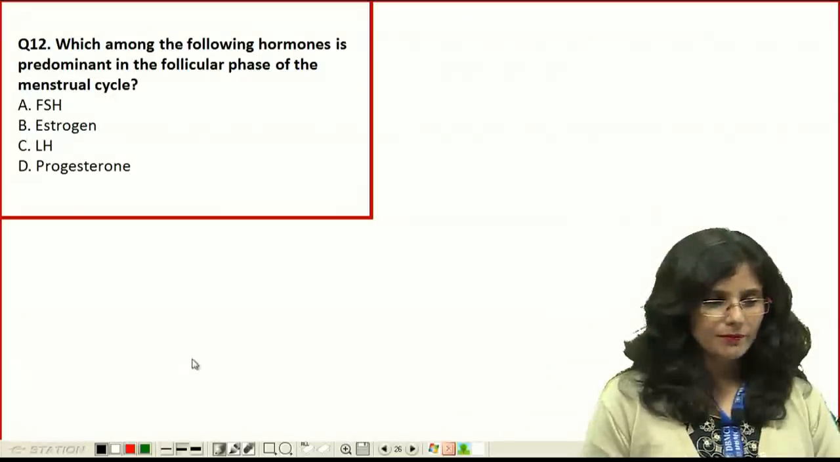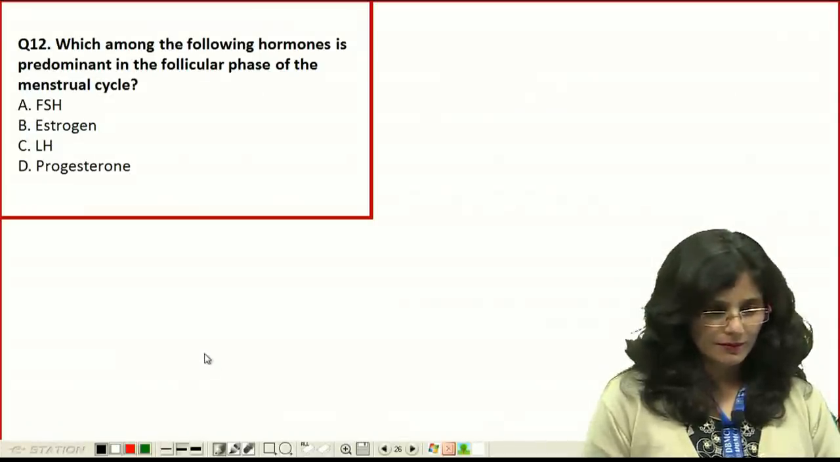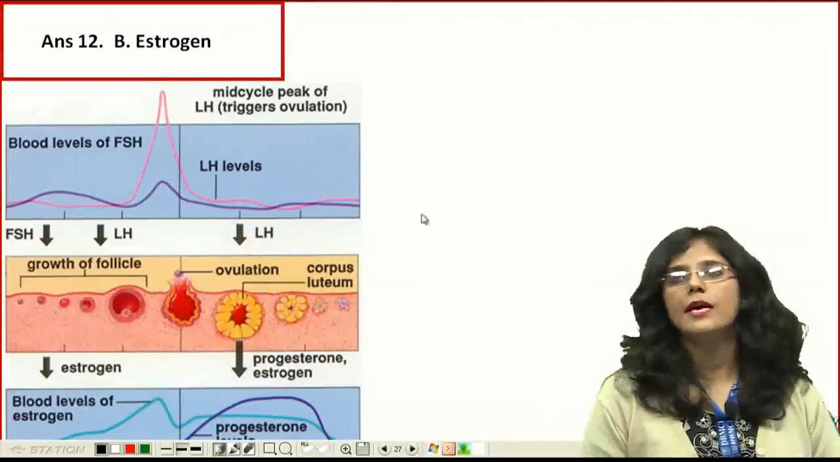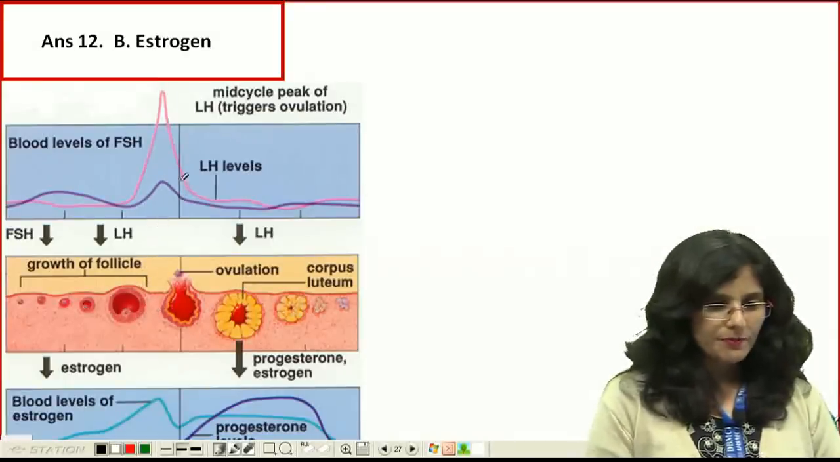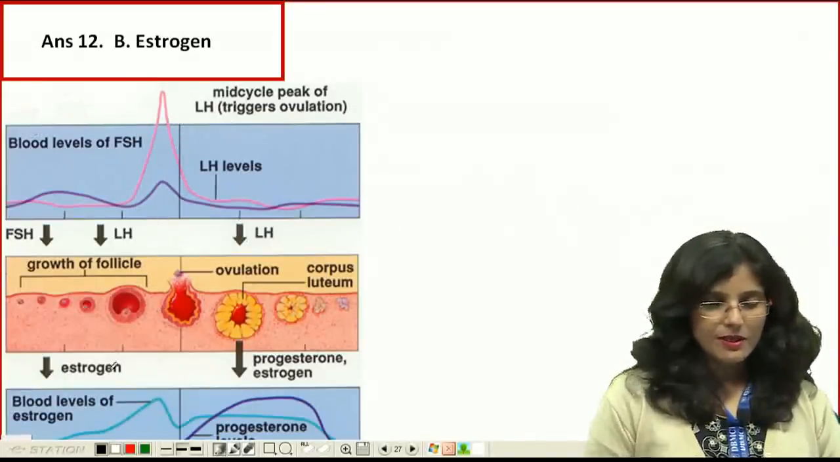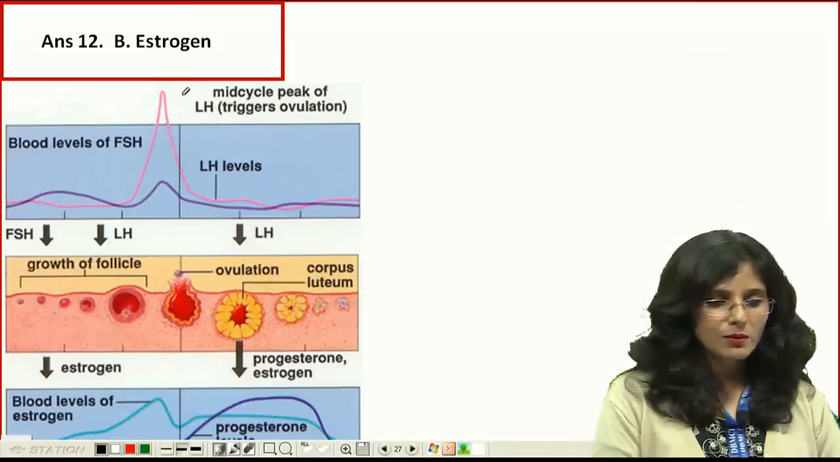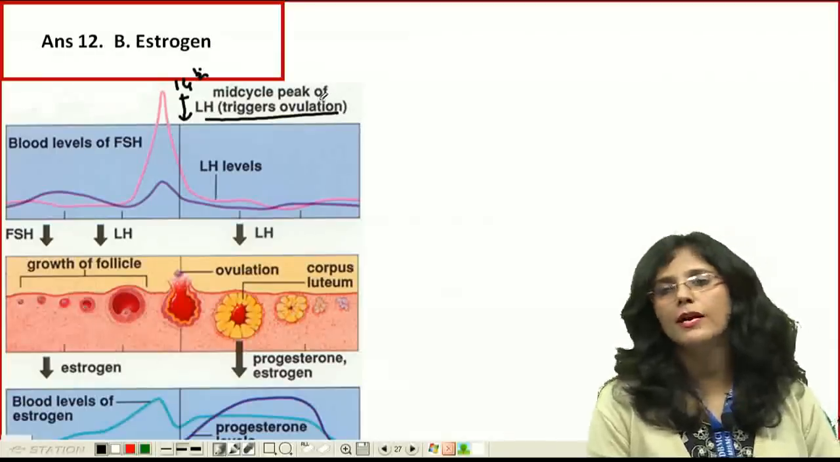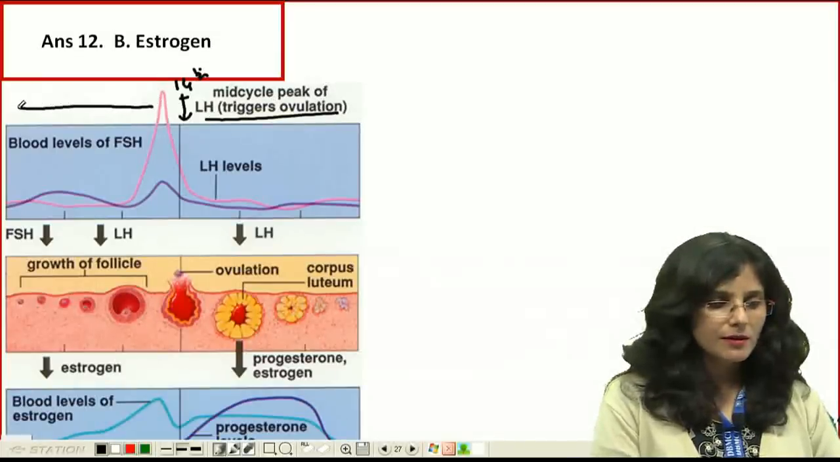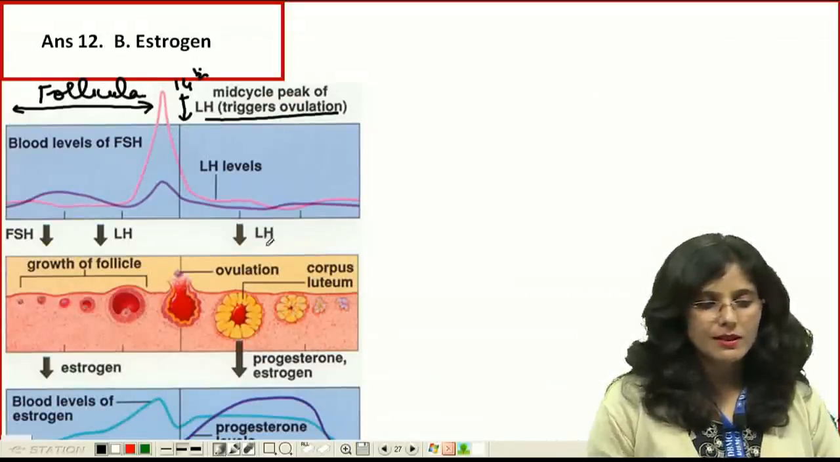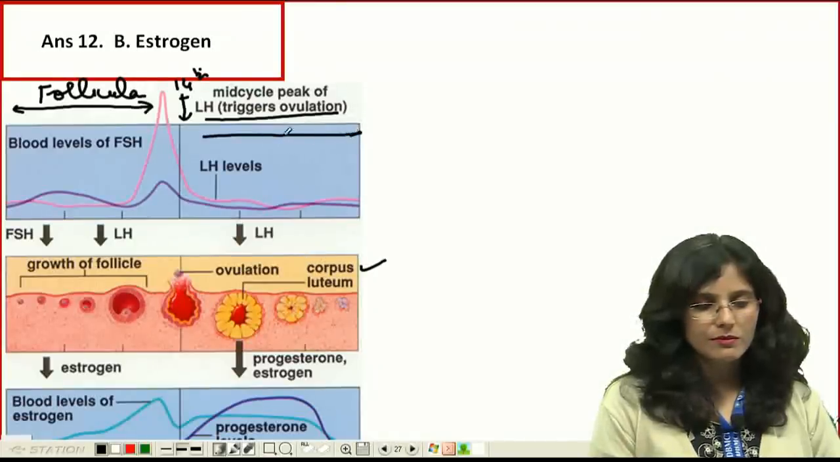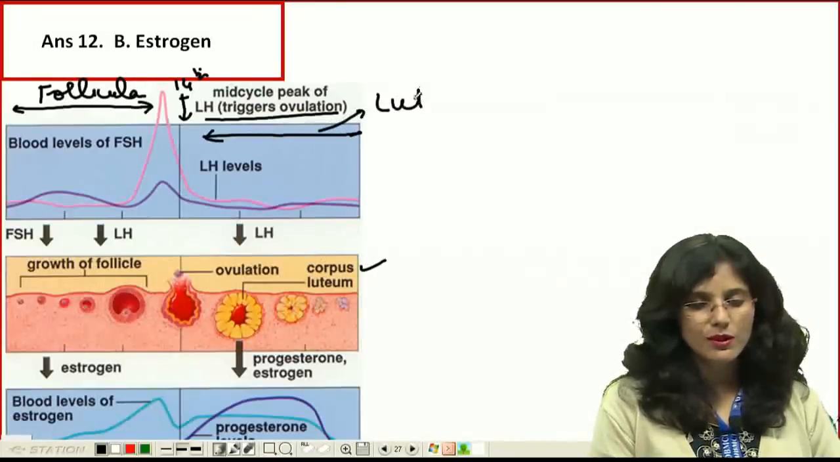Now question number 12. The answer of this question is estrogen. Let's discuss the question in detail. If you see, these are the phases of the menstrual cycle. We divide it: this is the 14th day, the mid-cycle peak of the LH surge, which is the ovulation. Here, because mainly the follicles are growing, this is known as the follicular phase. And after the ovulation, there is corpus luteum production, so this phase is known as the luteal phase.